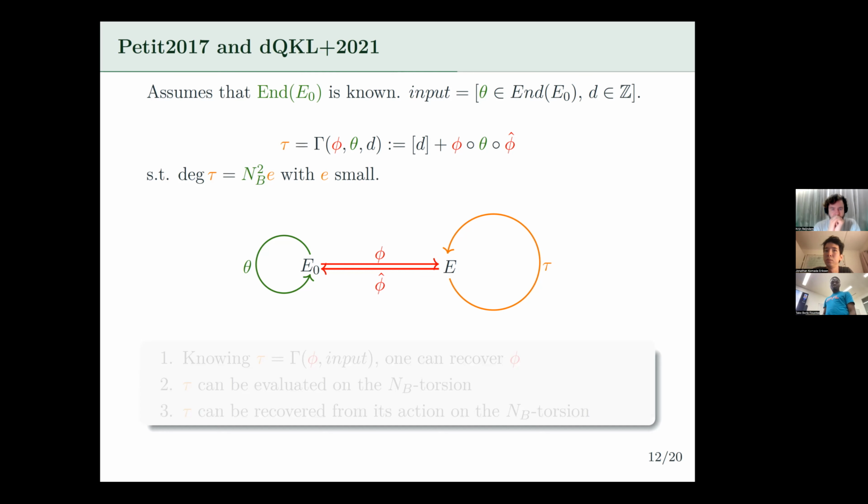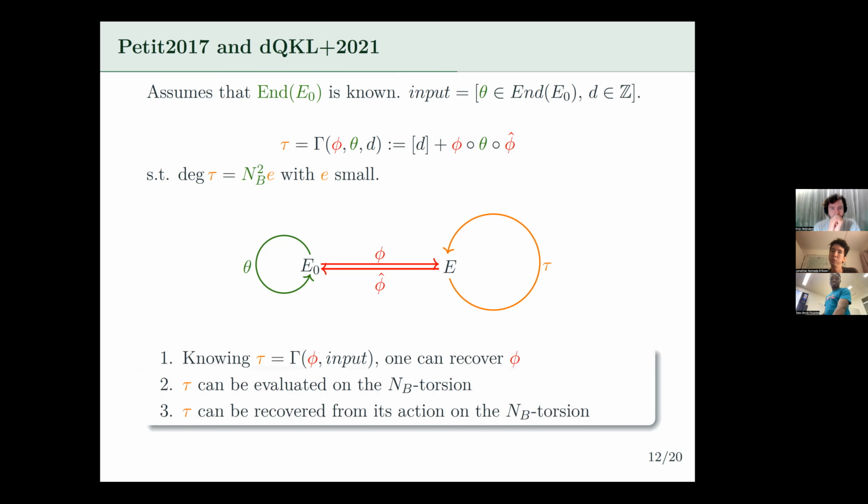So when you have this endomorphism tau on the curve E, which has degree NB squared times E, then it is proven that you have good parameters for your torsion points attack. And you can easily see that they verify the three conditions that we stated before. Knowing tau, you should be able to recover phi.